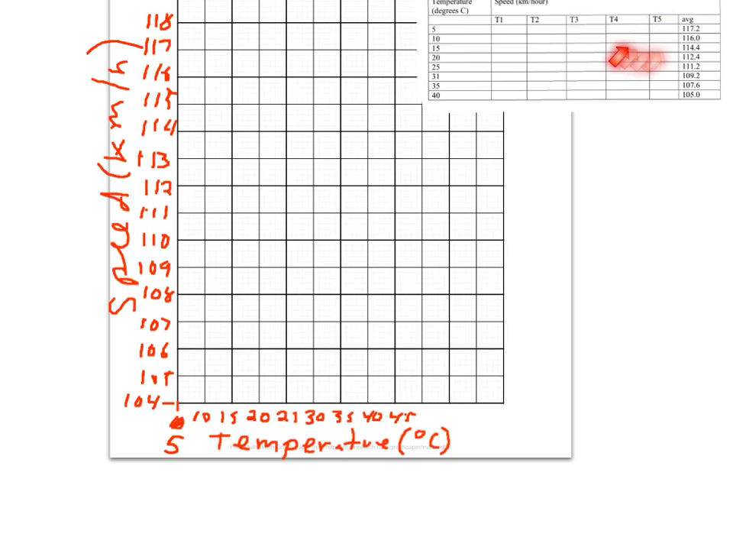This could get a little tricky here, but basically these are going to be your x-axis points, and this is your y-axis. And so you're going to plot 5 and 117.2, 10 and 116.0, etc. I'm going to have to zoom in and out of my screen to do this, so I think I'm going to just go ahead and put the points on and then start the video again so you can see what I did.